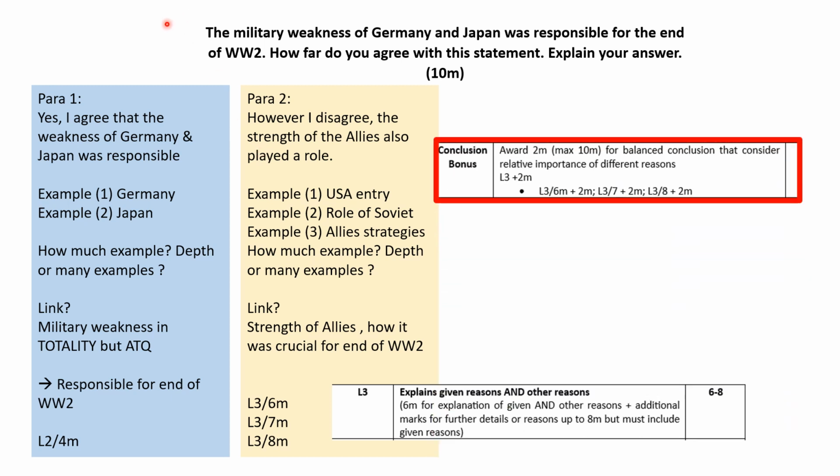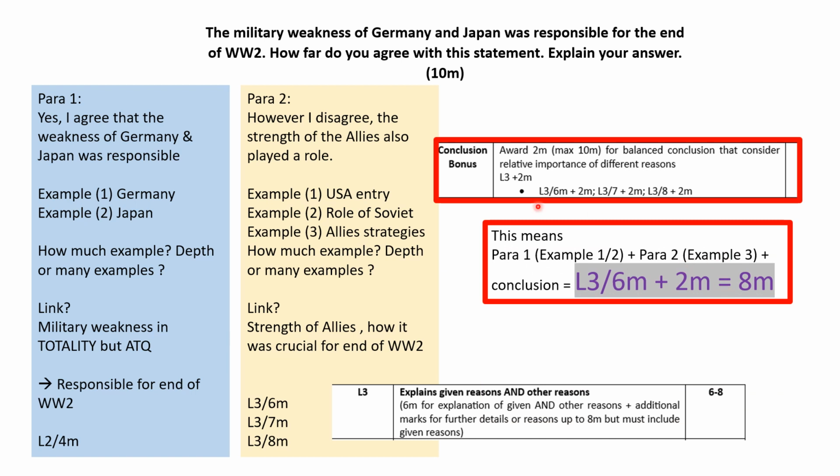Now, if you're able to give paragraph 1, paragraph 2, you already get 6 marks, right? Now, a balanced conclusion that considers relative importance of different reasons is a +2. It's not a +1, +1. Meaning you either make it or you don't in terms of conclusion. Which means paragraph 1, example 1 here, I'm just giving you example 1, but for this question, you need both example 1 and 2. You need to talk through about Germany and Japan. You need to give paragraph 2, the example, and the conclusion, then you would actually get a level 3, 6 plus 2 marks, which is 8 marks.